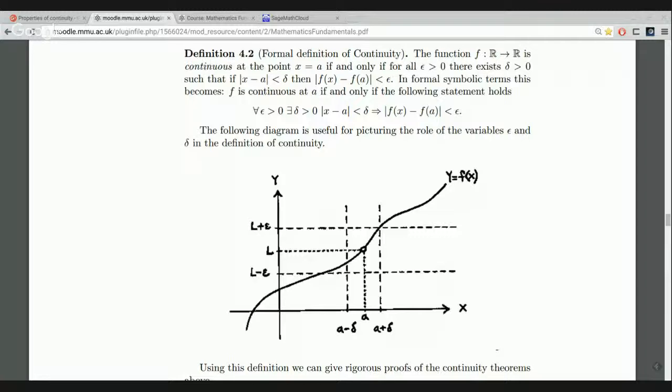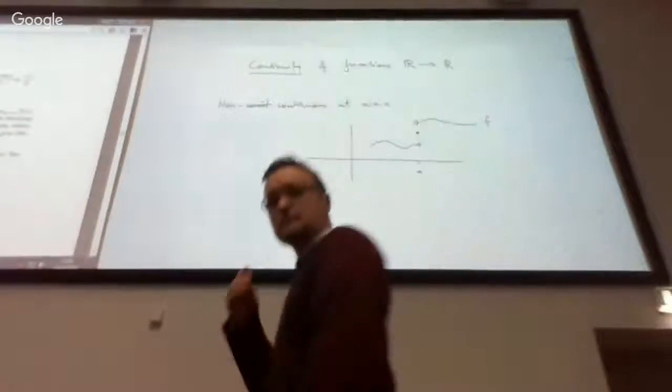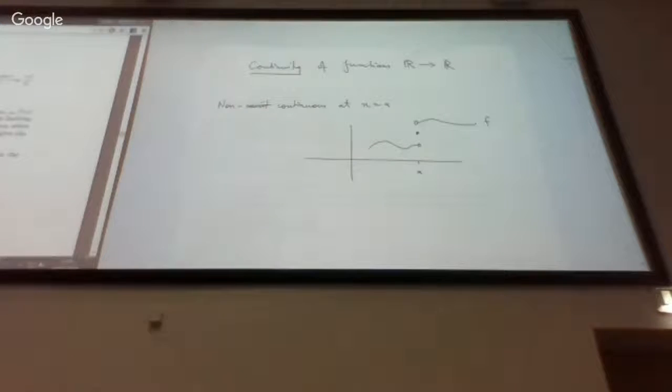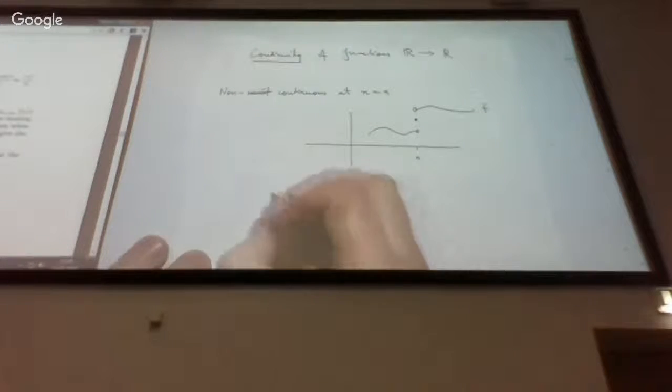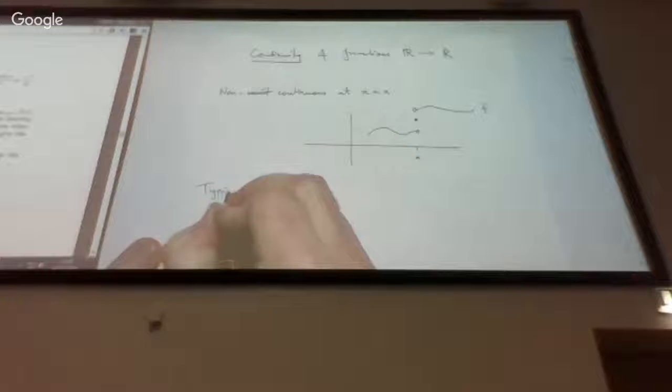And the limiting value of the function, well, there isn't even a unique limiting value of this function as x approaches A, because it depends whether you're approaching from the right or the left. It's got a different left-handed and right-handed limit. So that's an example of non-continuous behavior. We discussed this before the break.